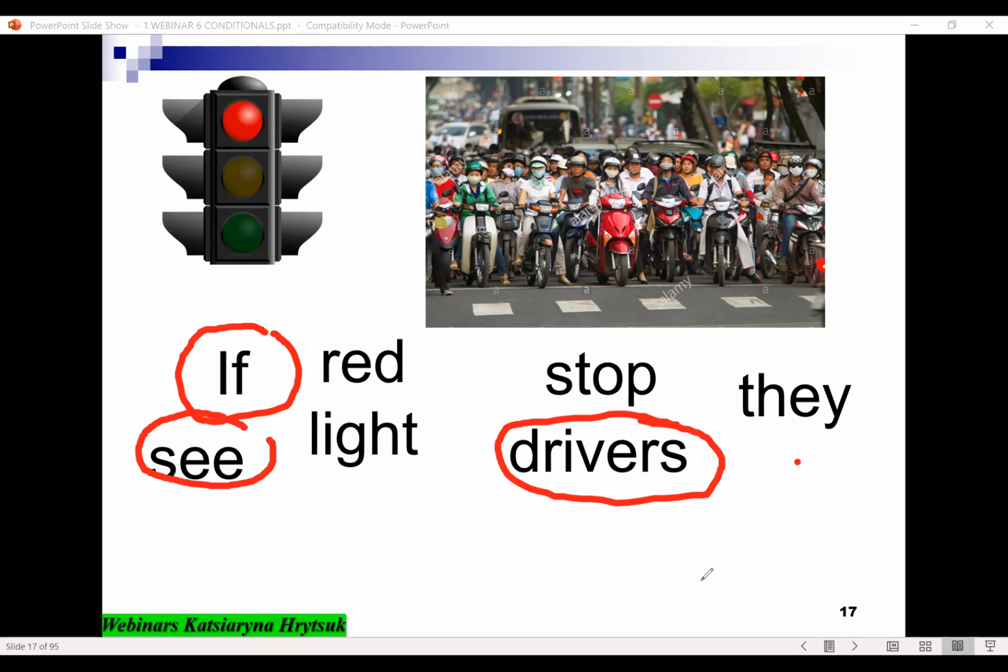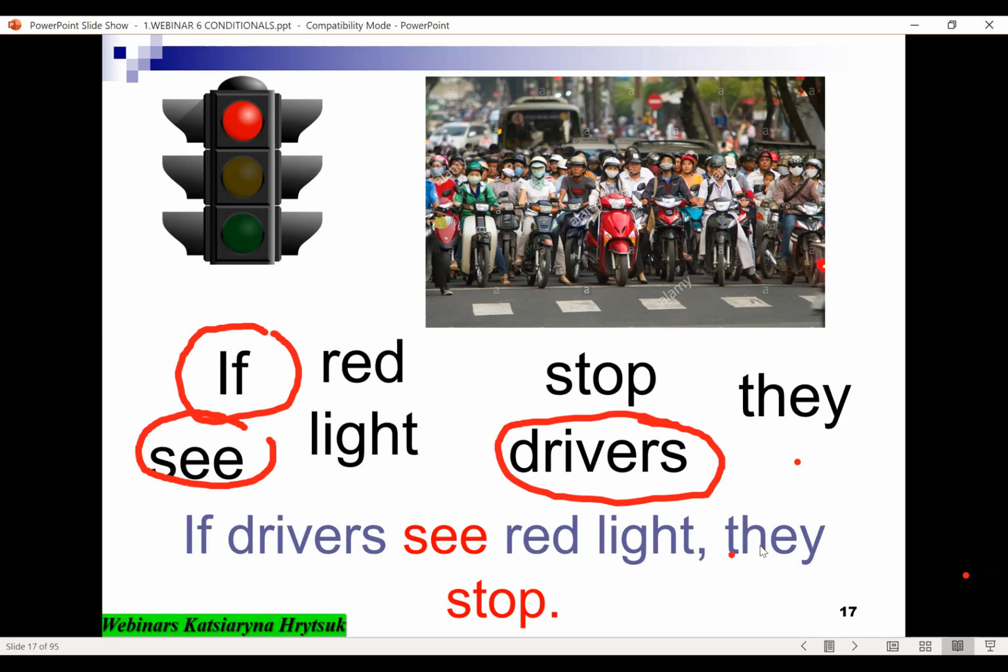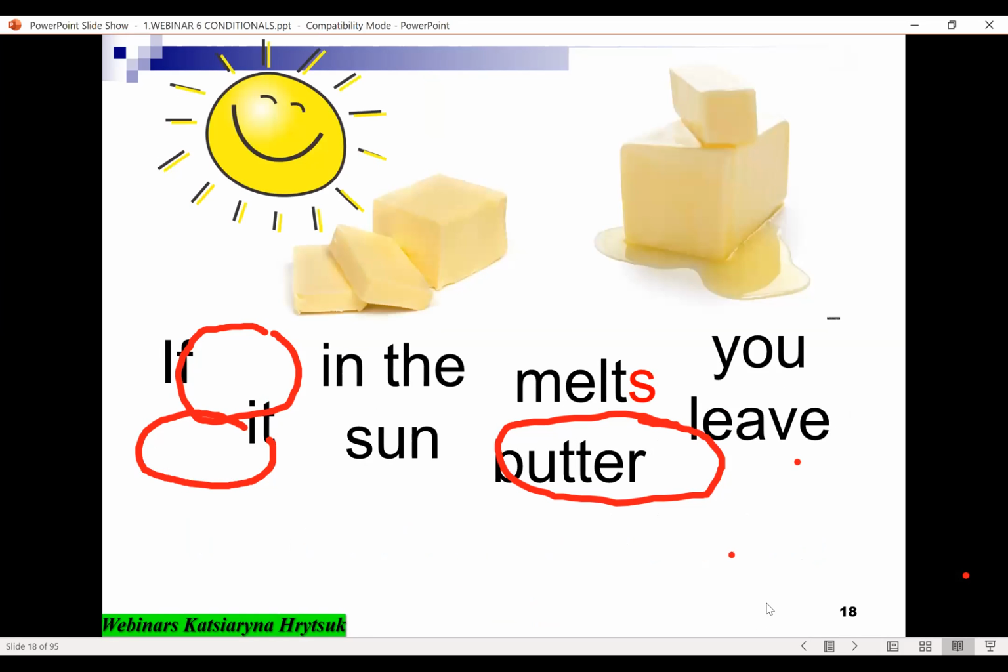So how can I switch on this? I want to show you. They stop. Because I have the answers here. Okay, it's here. If drivers see red light, they stop. So if subject, verb, and if clause go first, remember to place comma, virgule, as you say, comma, after if clause.